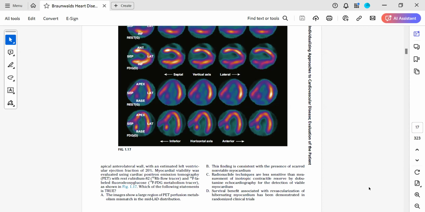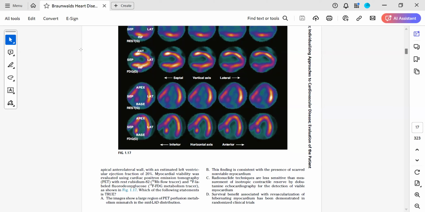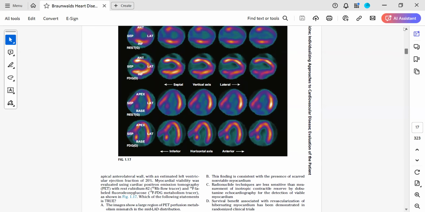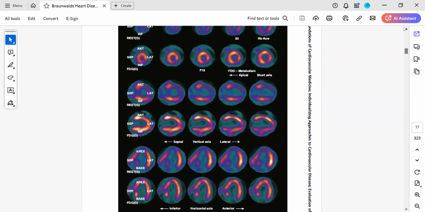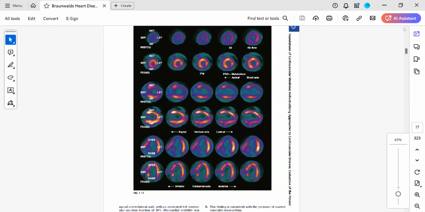Myocardial viability was evaluated using cardiac positron emission tomography with rest rubidium-82 flow tracer and F-18 labeled fluorodeoxyglucose. As shown, which of the following statements is true? The images show a large region of PET perfusion metabolism mismatch in the mid-LAD distribution. This is something we've been saying we have to do a lecture on. Wow.